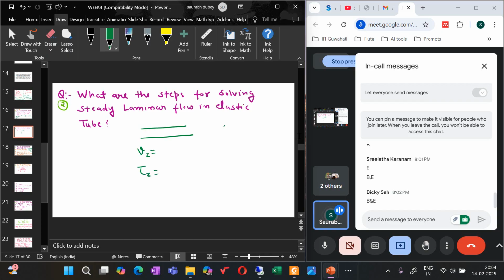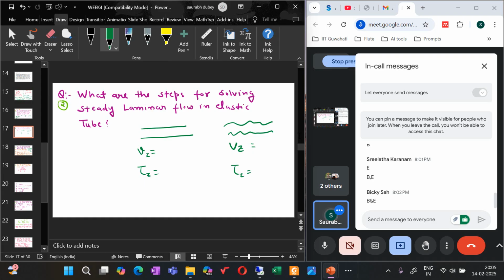For this. And what if this is an elastic tube? How are you going to solve this same problem? What will be the steps? I am asking, what are the steps which will be used in order to solve the steady laminar flow in elastic tubes, right? What are the basic steps that have been used for solving this particular problem? If you remember, here in the elastic case, you have to consider two things.